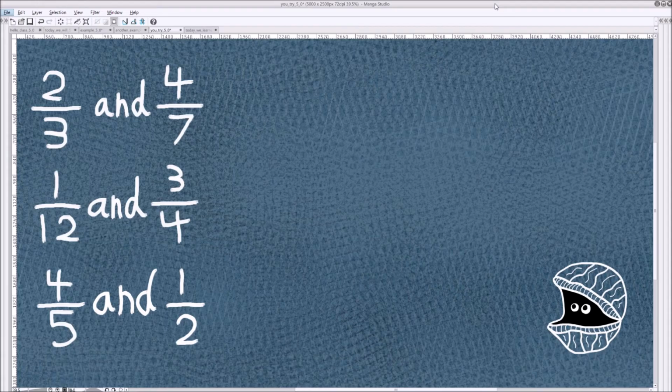Okay, so I want you guys to take out a piece of paper, write down these fractions, and convert them so that they have the lowest common denominator. So pause the video right here, and then we'll come back together and review them.